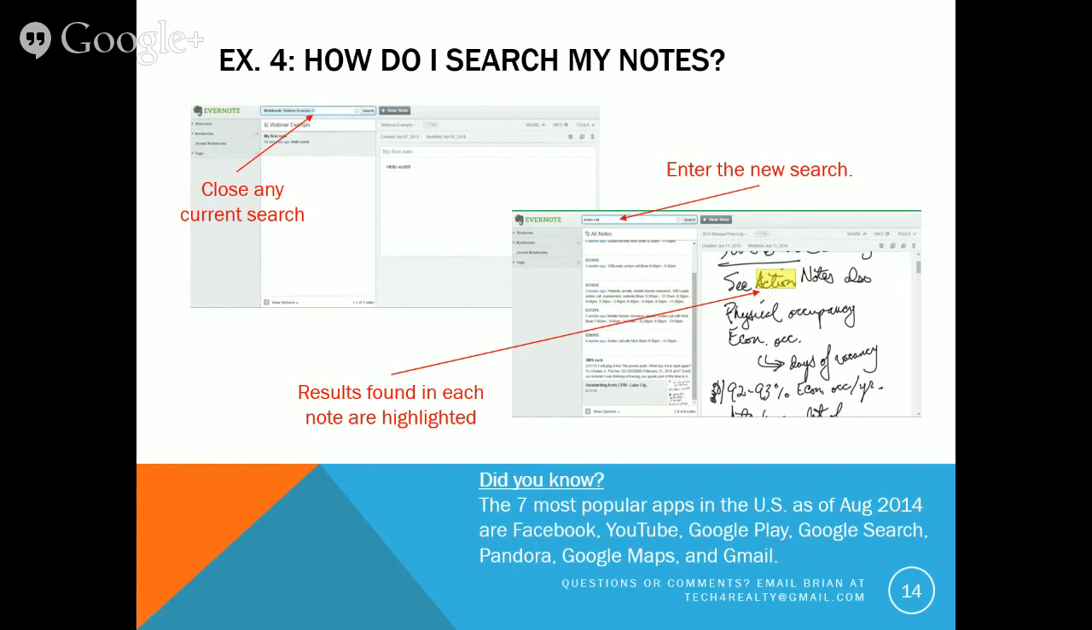So not only is it searching through all my text and all the other stuff I have, it's also searching through my handwriting, which is amazing. Think of how much time that saves you. Now you can go look for all that stuff you made before, all those classes that you've been to and everything, and look up what you need quickly.